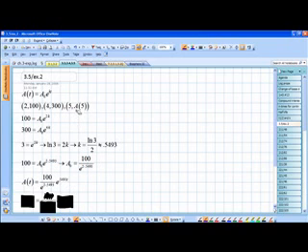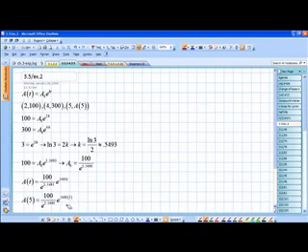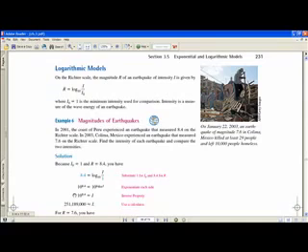And finally, if you want to find out how many fruit flies there are after 5 days, well, we just plug in 5 for t. So we have 100 over e to the 2 times 0.5493, and then e to the 0.5493 times 5.